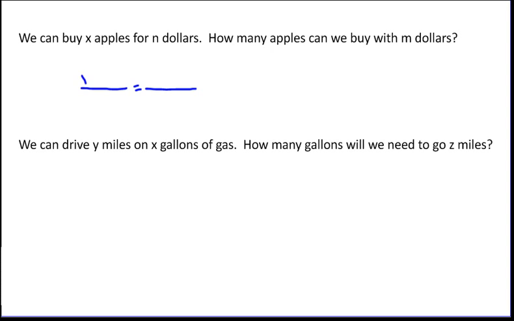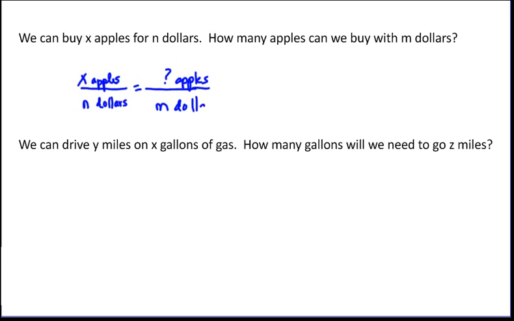So we can buy X apples for N dollars. How many apples? Well, that means we do not know the number of apples, so I will put that on top. Since apples was on top on the left side of the proportion, how many apples can we buy with M dollars?